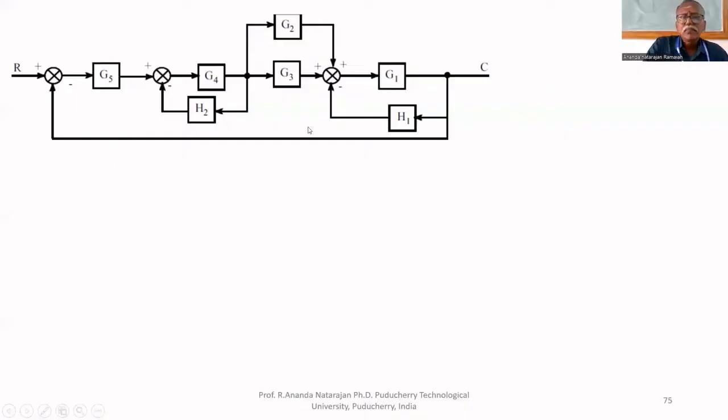Today we are going to see both methods, block diagram reduction as well as the signal flow graph method. We will see another two sums on these methods. Given the block diagram, we have to find C(s) upon R(s) using the block diagram reduction method.